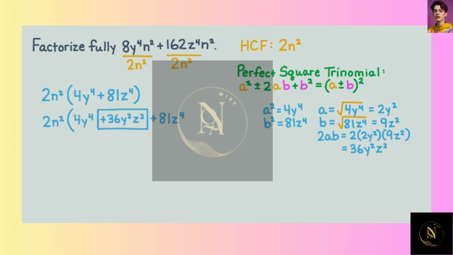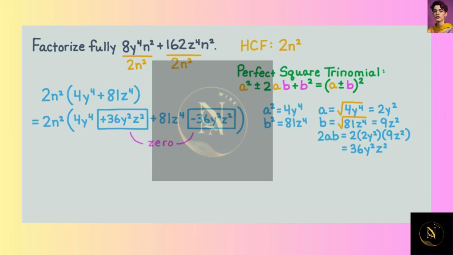In our next step, we will introduce the 2ab term into the original expression. For any term we introduce into the expression, we must add the same term with the opposite sign. This way, we are effectively adding 0, which does not change the polynomial. In this case, the 0 gets added to the polynomial in the form of 36y squared z squared minus 36y squared z squared.